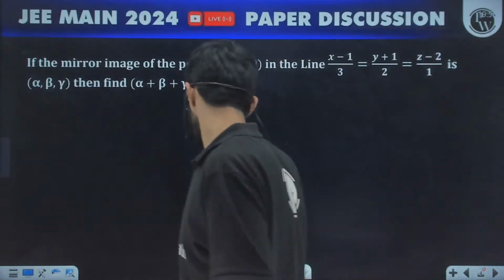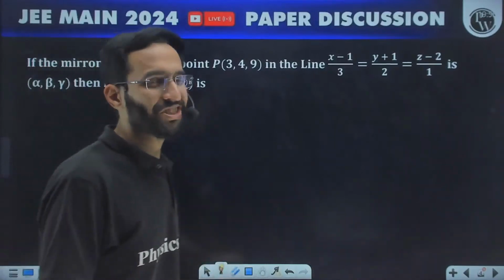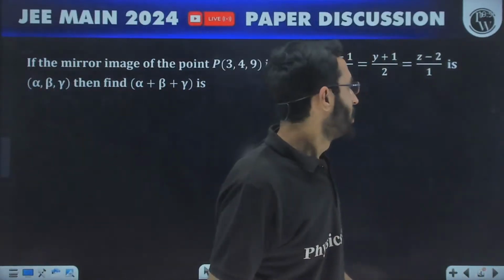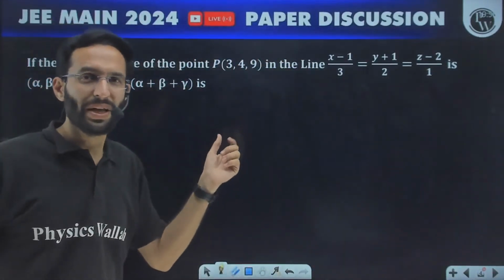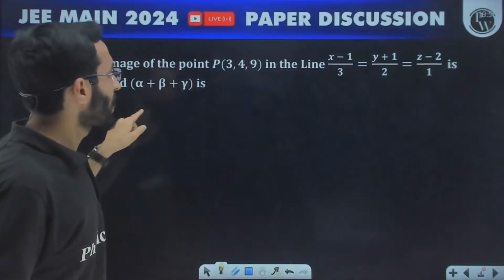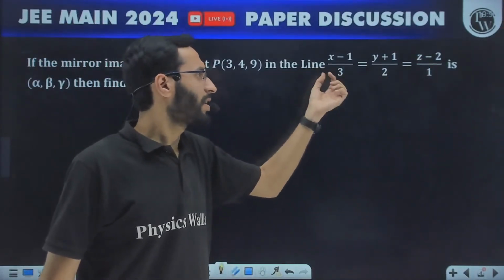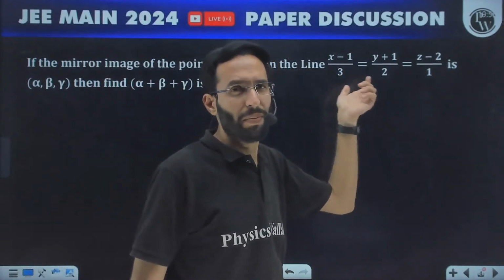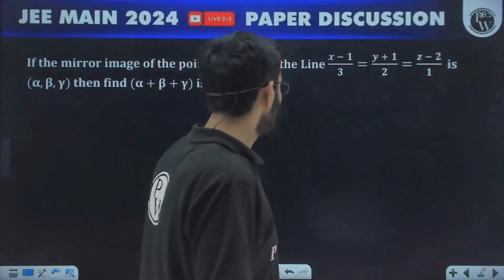Can you see this second question? A similar question was discussed in the previous session as well, the 31st January shift, but that was very easy. In that question, the same thing, alpha, beta, gamma was the image, and they asked us the value of 3 alpha plus 2 beta plus gamma, or somewhat similar, the same coefficients of alpha, beta, gamma as direction cosines or direction ratios of this line. But here it is not the case.